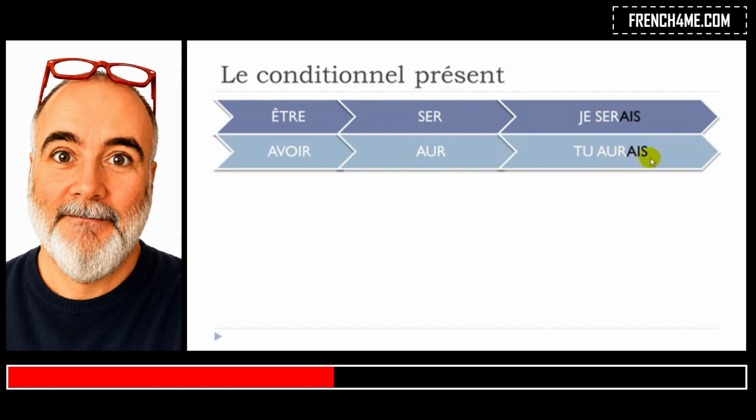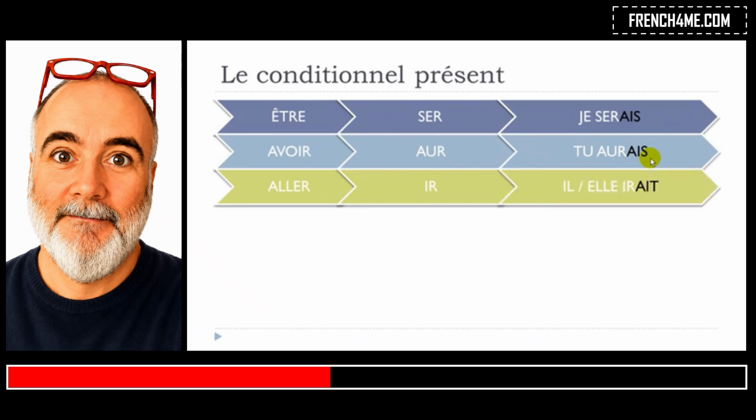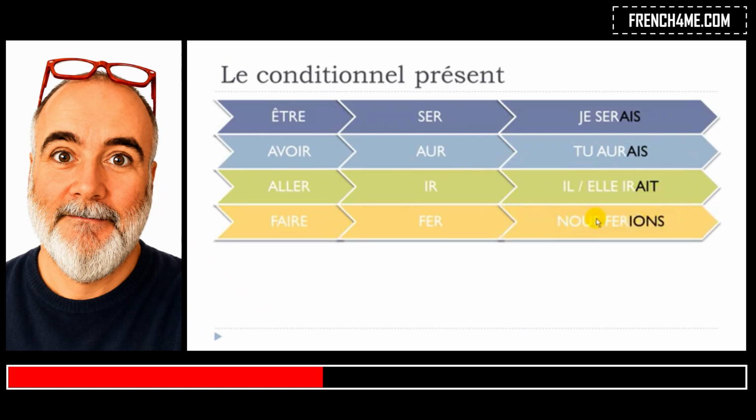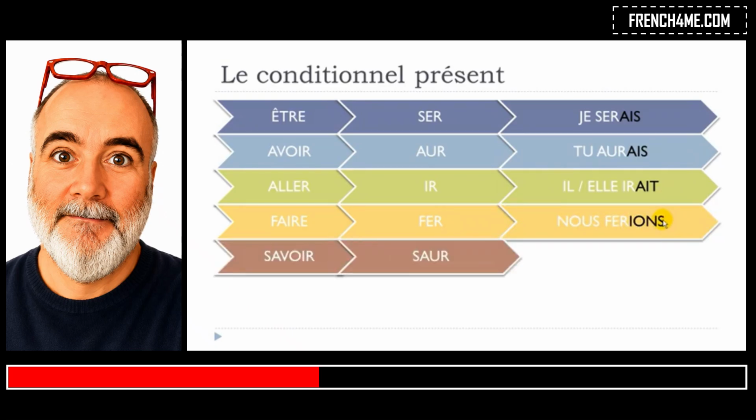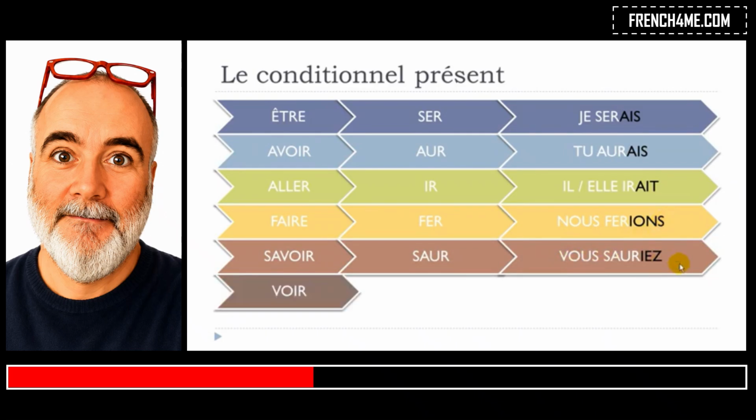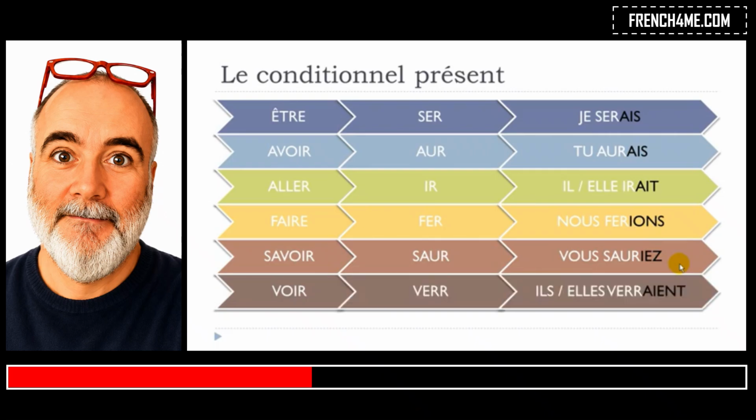So tu aurais. Aller will become ir, and you'll get il irait, elle irait. Faire will become fer. Nous ferions. Savoir will become saur. Vous sauriez. Voir will become verr. Il verrait, elle verrait.